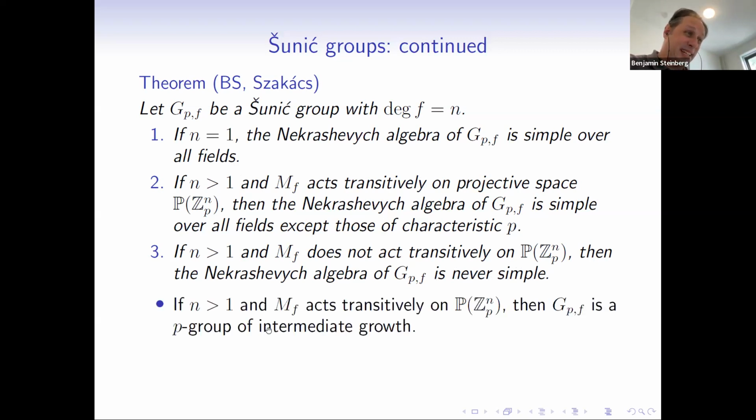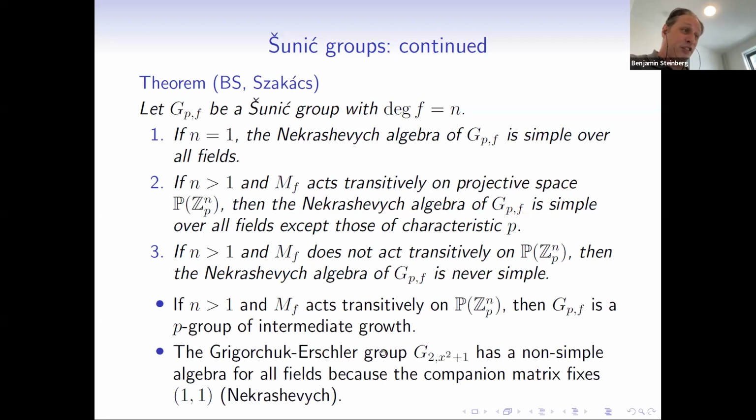So for instance, also by Šunić, if this thing acts transitively, then Šunić's theorem tells you it's a p-group of intermediate growth. For the Grigorchuk group, the action is transitive because the companion matrix is basically this: take the 4-element field. The 4-element field is a vector space of dimension 2 over the 2-element field, and the companion matrix is multiplying by the primitive element of that field, the generator. And so it actually acts transitively on all the non-zero vectors, not just on the lines. And so you get this transitivity property.